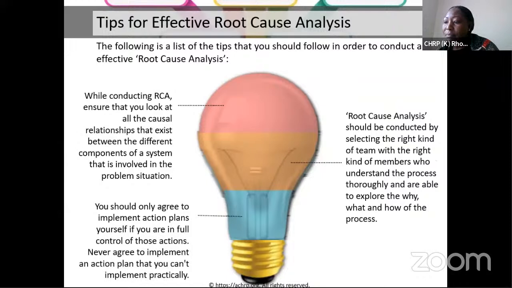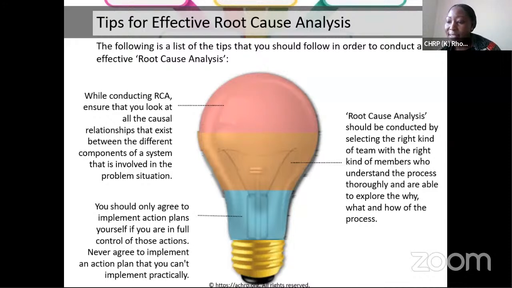Then the other tip that I will give is ensure that you look at all the colossal relationships that exist between the different components of the system that is involved in a problem. Don't look at it in a component, look at all the interlinked relationships that should be there so that you are able to relate the causal relationships.